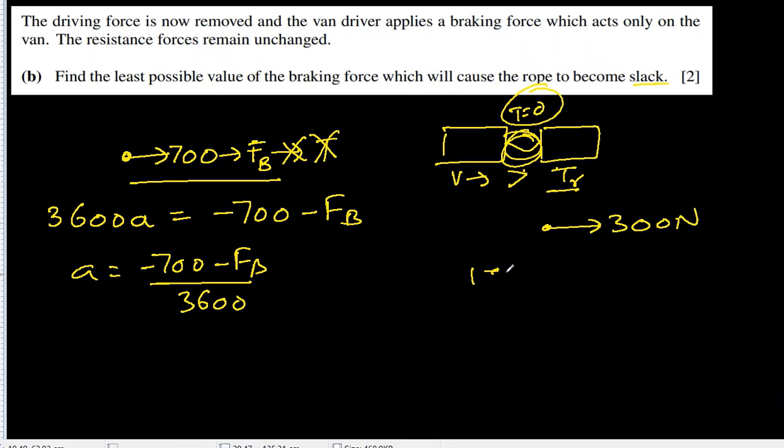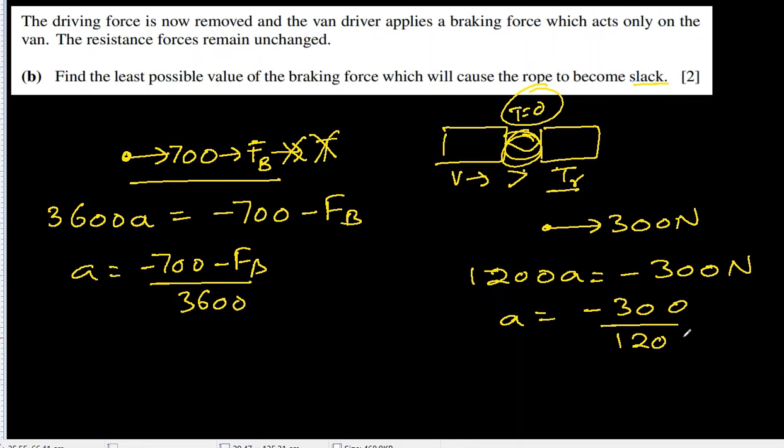So it will be minus 300. First let's write this: mass 1200 times a equals minus 300 newtons. So acceleration is minus 300 over 1200, which is minus 1/4. So this acceleration has to be at most minus 1/4. So we'll write equal to minus 1/4, and that will give us the least value of FB.